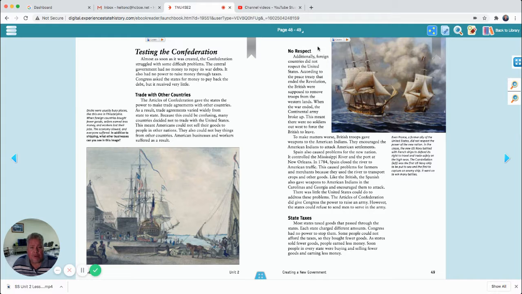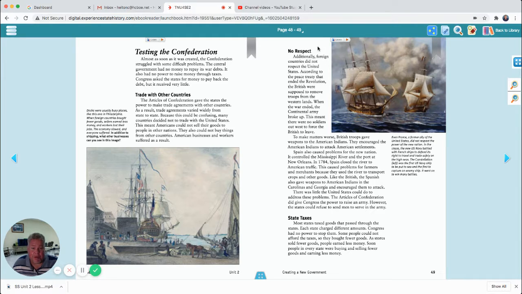According to the peace treaty that ended the revolution, the British were supposed to remove their troops from the western lands. When the war ended, the Continental Army broke up. This meant there were no soldiers out west to force the British to leave. To make matters worse, British troops gave weapons to the American Indians. They encouraged American Indians to keep on attacking American settlements.